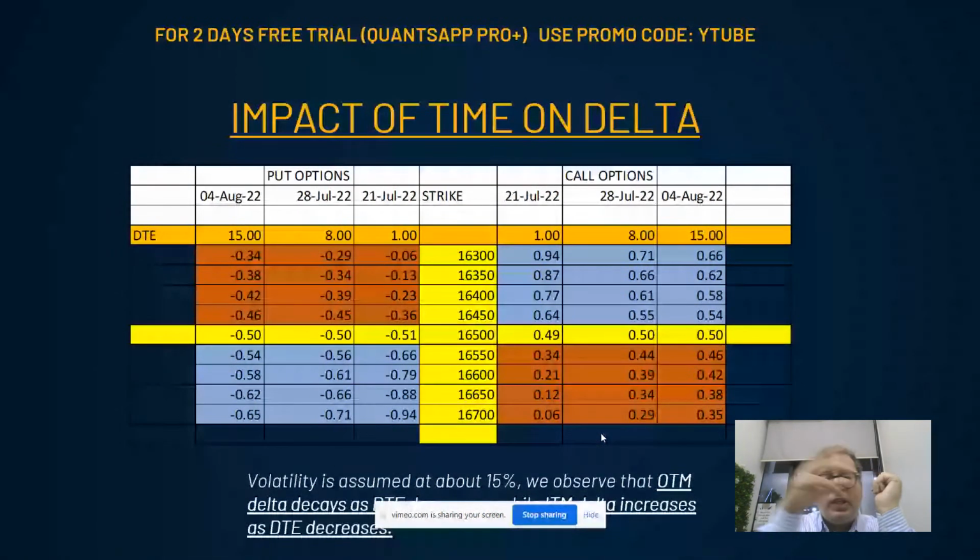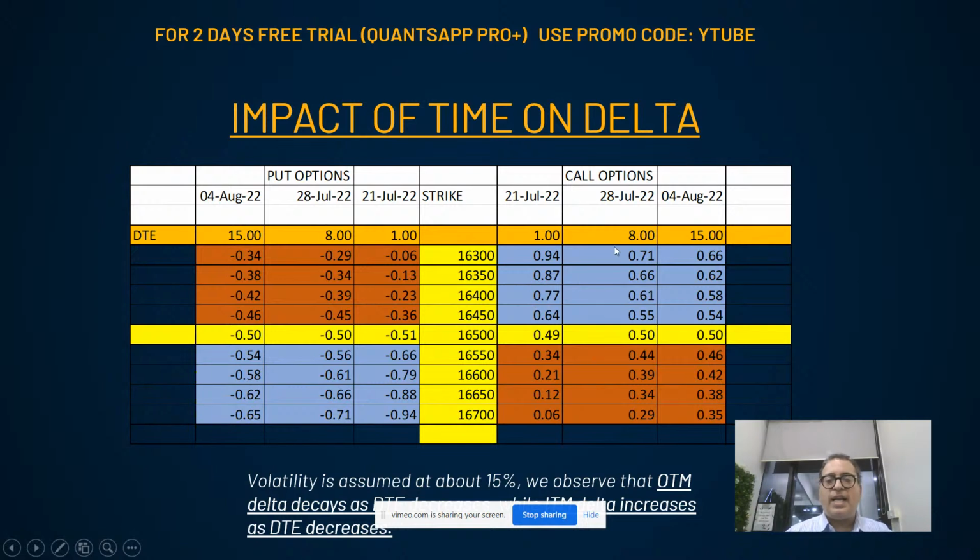Now, moving on, a bit of dynamics, a bit of complications as we move ahead. Consider the strike price of 16,500. That's the ATM option as of today. And what we are seeing is close to 0.5 is the ATM delta, as I pointed out. For the 21st July expiry, the ATM delta is 0.49 for the call option, and it is 0.5 for 28th July, and 4th August also it's 0.5.